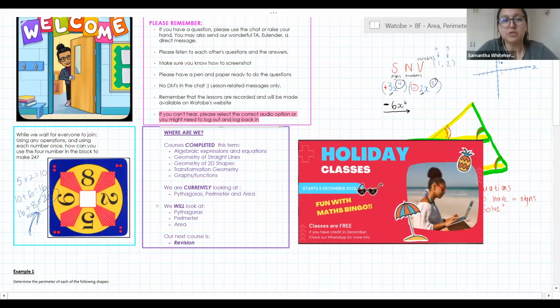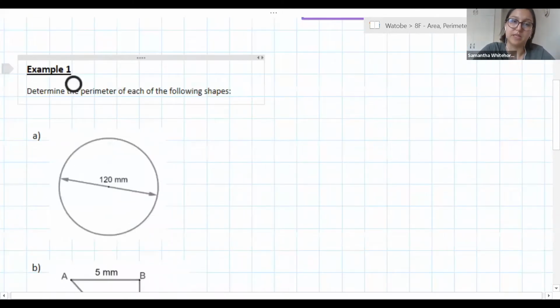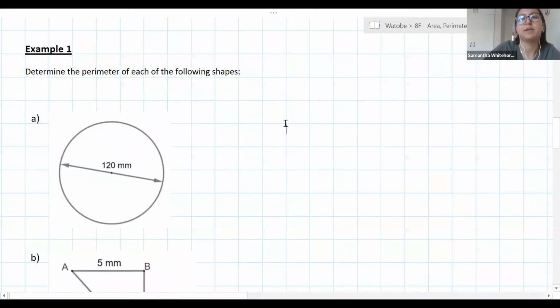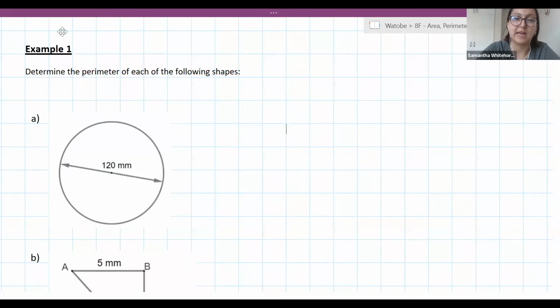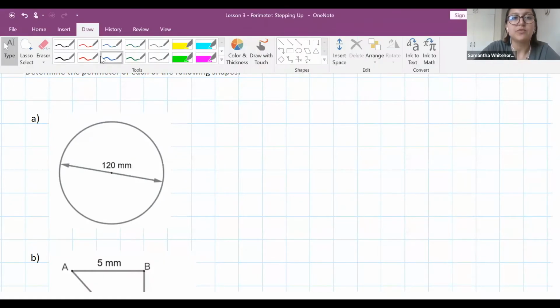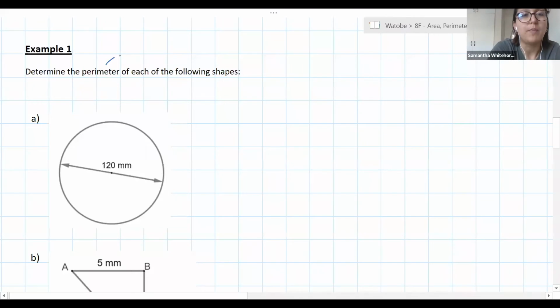Alrighty, guys, so let's jump straight in. What we chatted about last week was perimeter. And what we need to remember is that perimeter is the outside length of a shape. If you imagine it like a fence or boundary going along the outside of a shape, that is what we are looking for. So it's the outside length of a 2D shape.